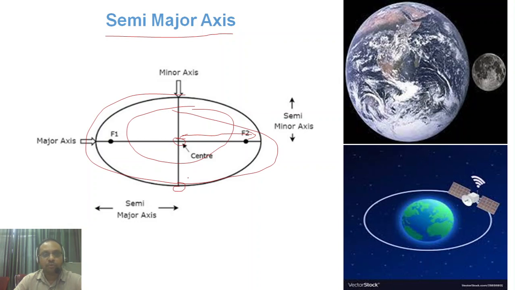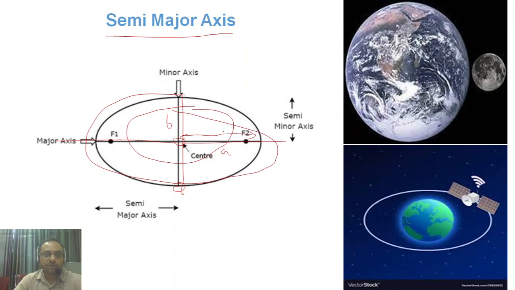Both the semi-major axis and semi-minor axis are presented in the above figure. You can see in this figure, this is the major axis and this is the minor axis. Both axes are shown in this figure. The length of the semi-major axis is represented by A, and the length of the semi-minor axis is represented by B.